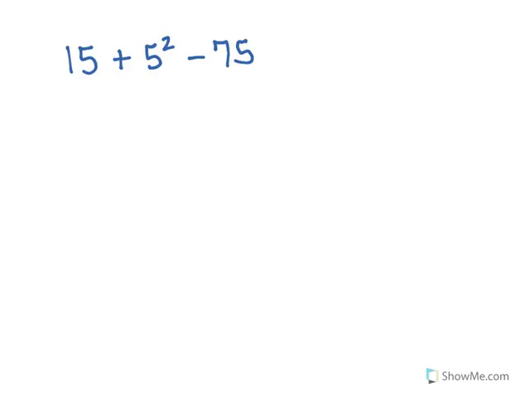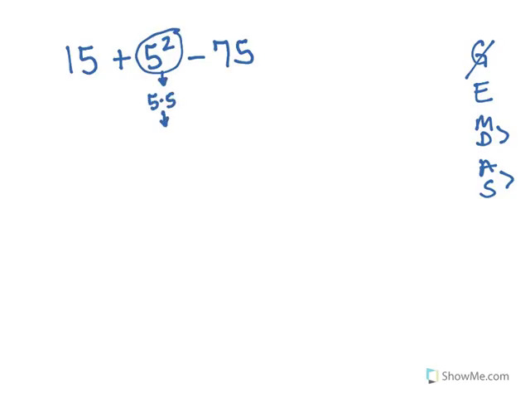All right, so this one's 15 plus 5 squared minus 75. This one looks pretty easy and it shouldn't take us too long. So I'm going to write GEMDAS, and I sound like a parrot, guys, in almost all my videos. G, groups. I don't have any groups. E, exponents. I do have exponents right here. Do not get lazy. Circle and focus. That means 5 times 5, which is 25. I'm going to bring down the minus, the 75, the plus, and the 15.